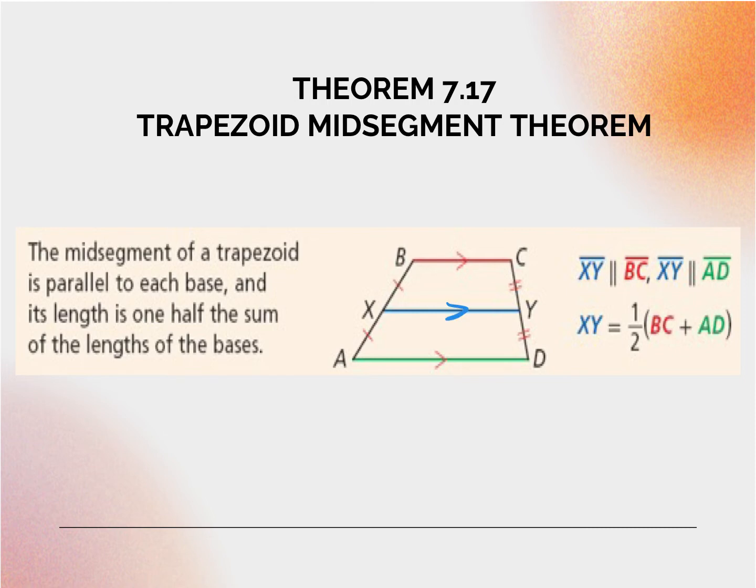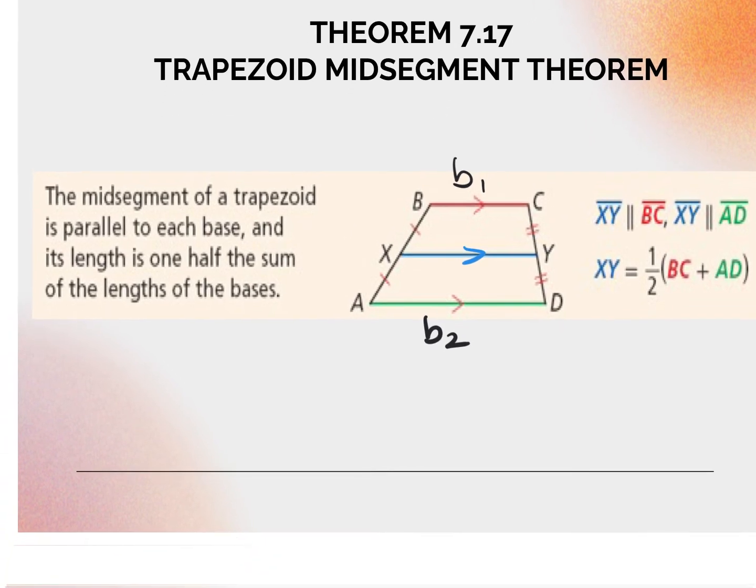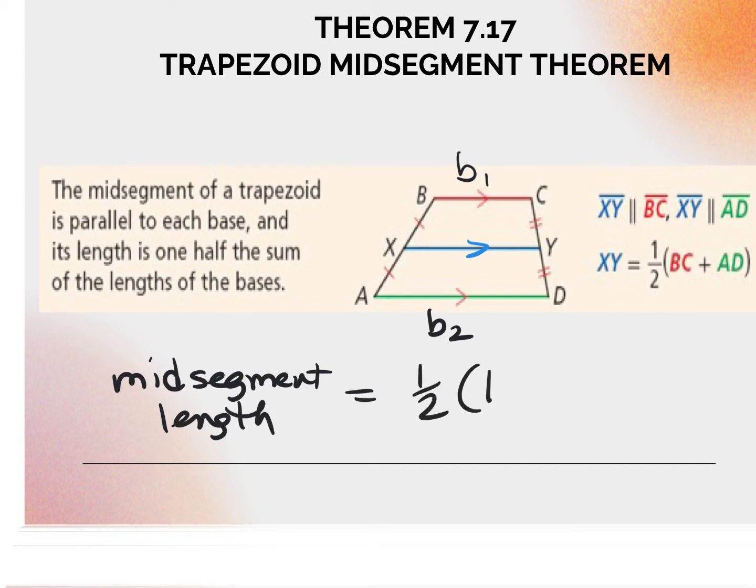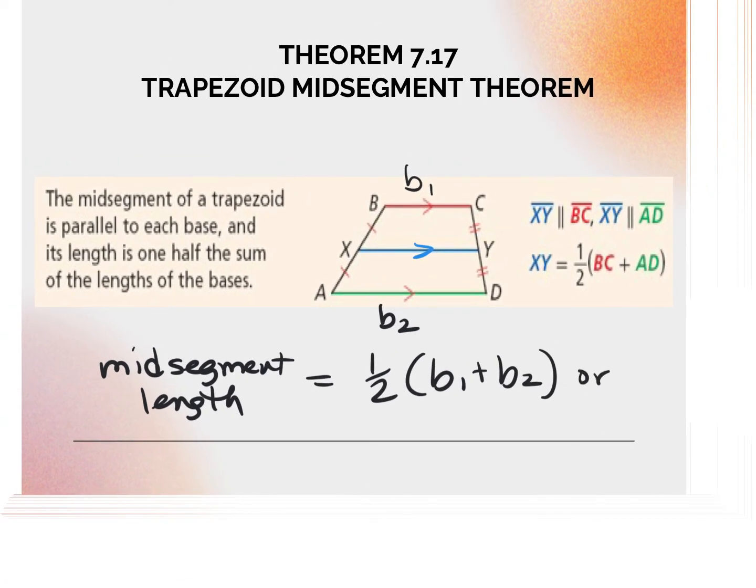Now I'm going to simplify this. I'm going to add in a variable here. So I'm going to say that BC, this base, is base 1, and then AD will be base 2. And instead of using all these segments, I'm just going to have a generic form here. And I'm going to state that the midsegment length is going to be found by doing 1/2 base 1 plus base 2. Or you could also just do base 1 plus base 2 divided by 2. So you can either multiply by 1/2 or divide by 2.